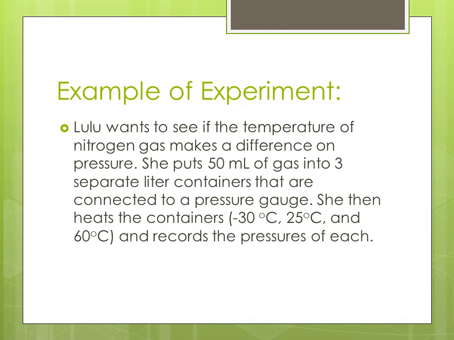Alright, this is just a quick example of an experiment. Lulu wants to see if the temperature of nitrogen gas makes a difference on the pressure. She puts 50 milliliters of gas into 3 separate liter containers that are connected to a pressure gauge. She then heats the containers. One container will be negative 30 degrees Celsius, one will be 25 degrees Celsius, and the third container will be 60 degrees Celsius. She will record the pressures of each. So basically what she's doing, she's put a certain volume of gas into each container, and she's going to change the temperature. And she's going to see when she changes the temperature what happens to the pressure.